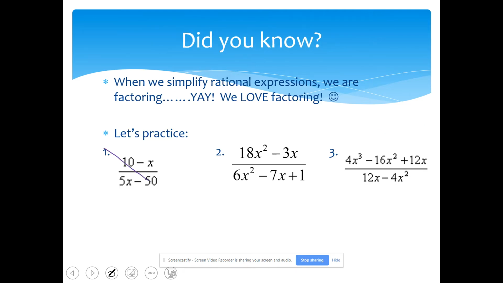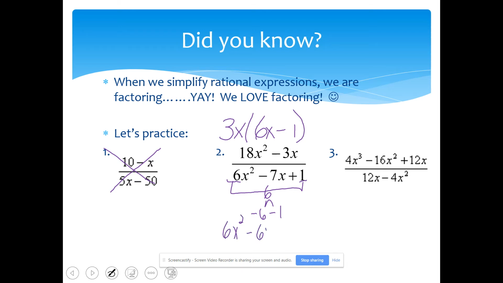All right, we're going to skip this first example and come to example number 2. So on the top, we're factoring out the greatest common factor, which is 3x. That leaves us with 6x minus 1. On the bottom, there is no common factor, so 6 times 1 is 6. The factors of positive 6 that add to negative 7 are negative 6 and negative 1. So I'm going to do our factoring.